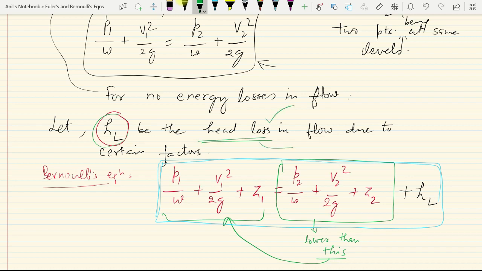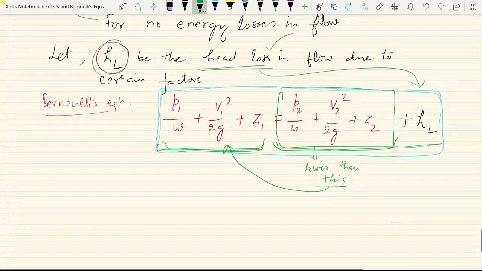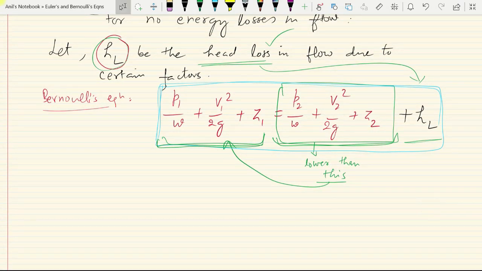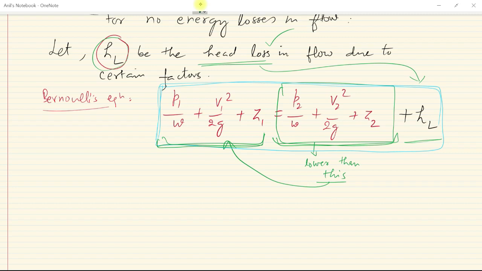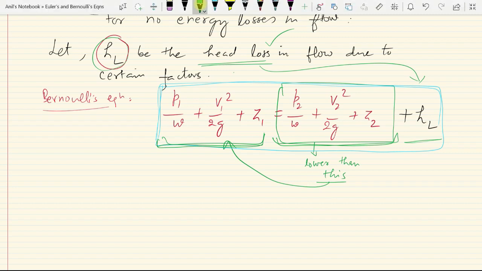So head loss is added on the right hand side, because at section 1 the head is higher, at section 2 head is lower. That is of course lower because HL is the head that has been lost due to flow or due to friction losses or due to some other minor losses. So this is how we derive Bernoulli's equation from Euler's equation. Thank you for your patience.